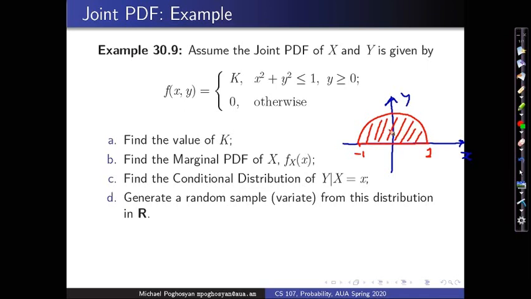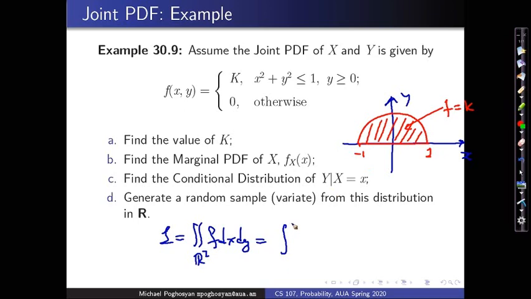f is k here. So f is equal to k, constant here, and f is 0 otherwise. Okay, find the value of k, easy, because we need to have that the integral of our f over R2 needs to be 1. So over R2, because f is 0 outside of this, we need to integrate over that.